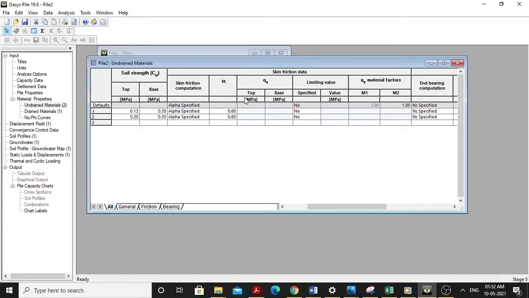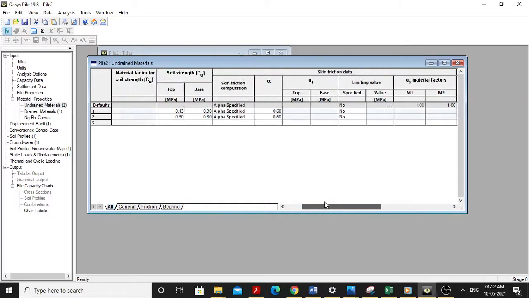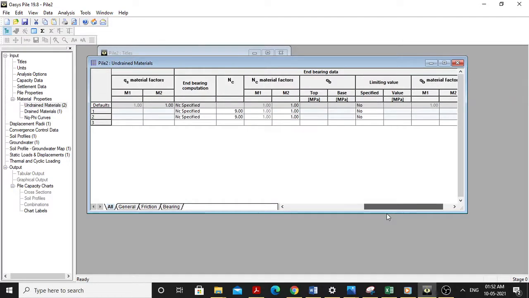We are more comfortable, it is easy to do with this alpha part. Alpha Cu is the formula, and alpha is the reduction factor, and we have chosen it as per the curve after Weltman that is mentioned in this presentation. After that, you can go for the end bearing data. In this case, we have added the end bearing data.